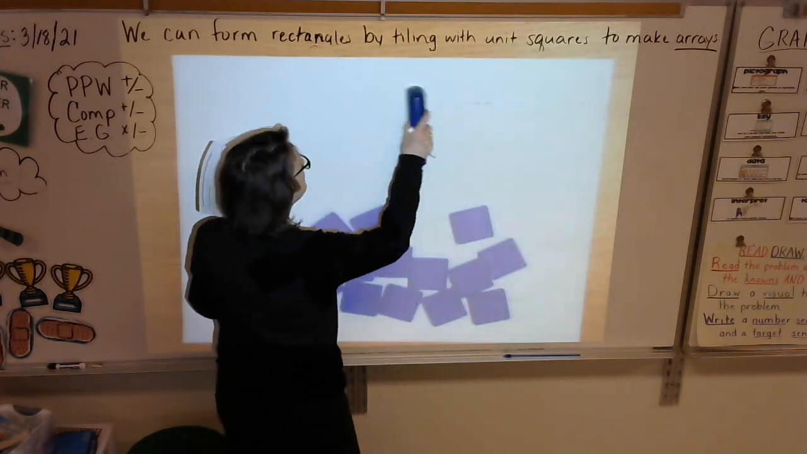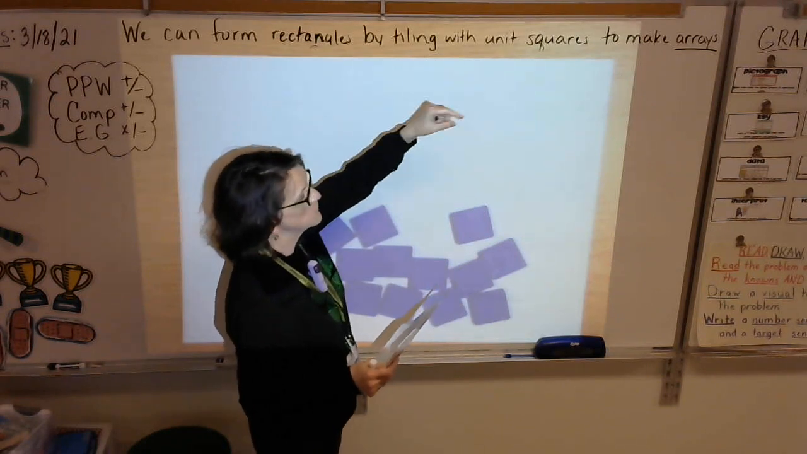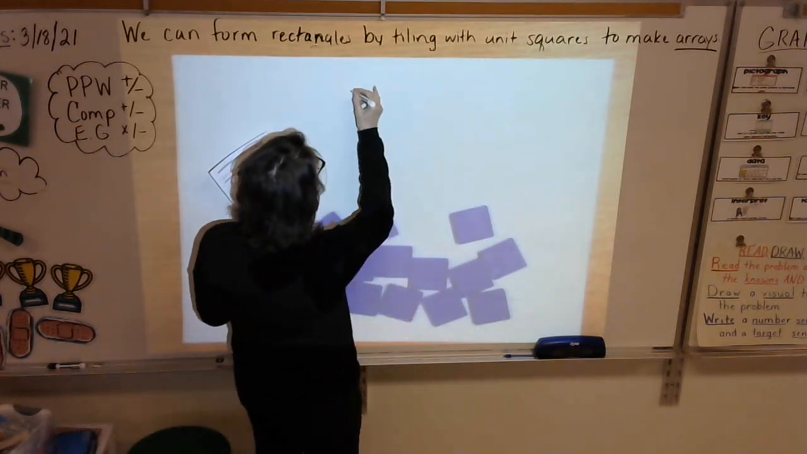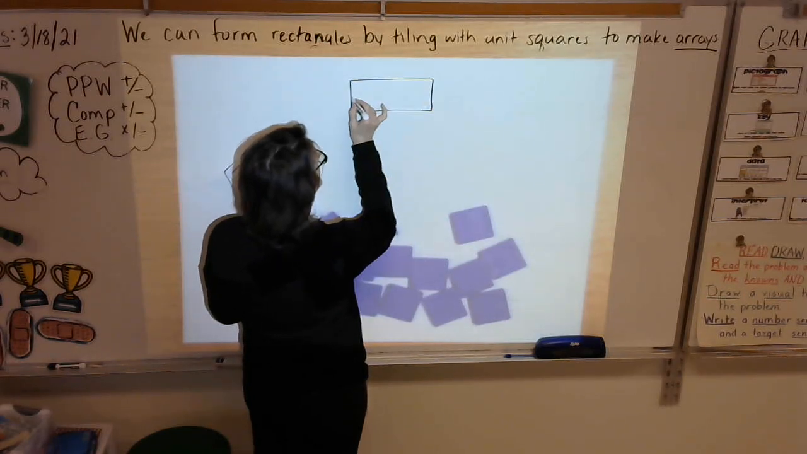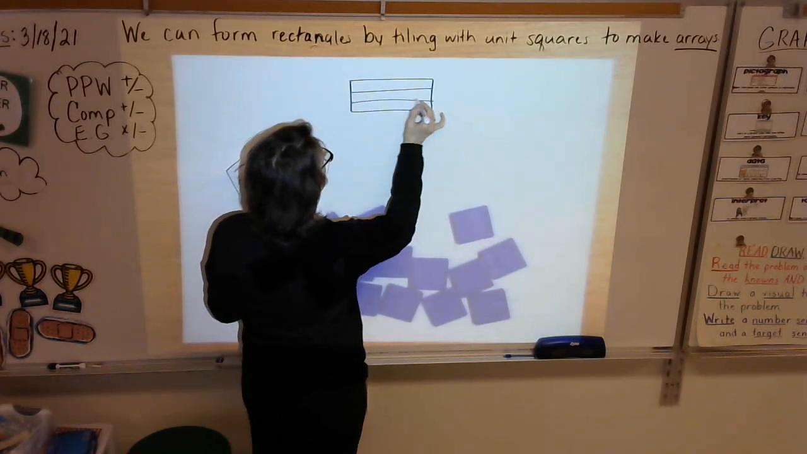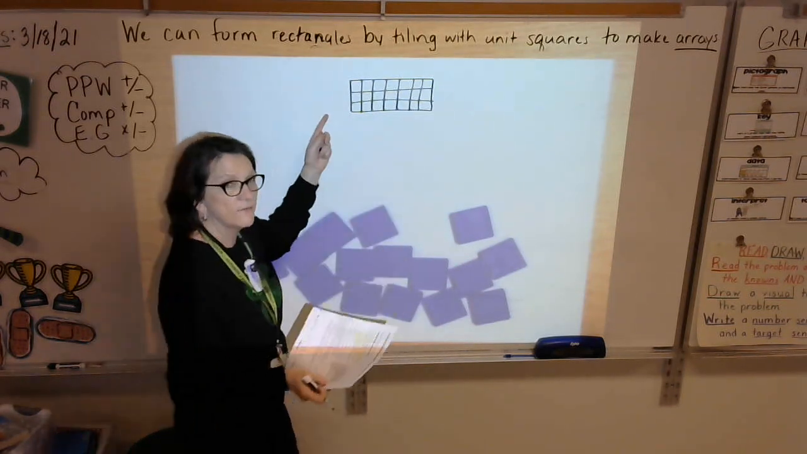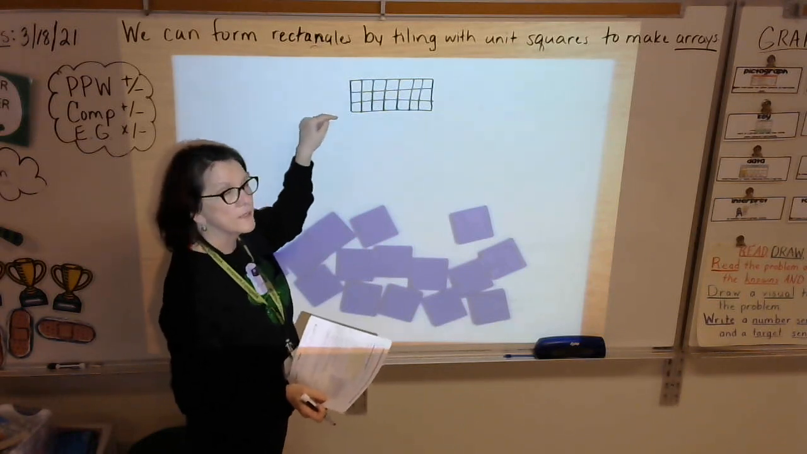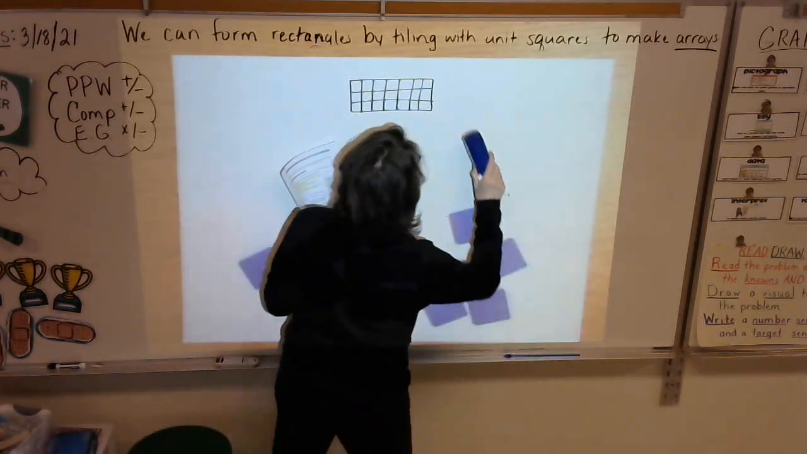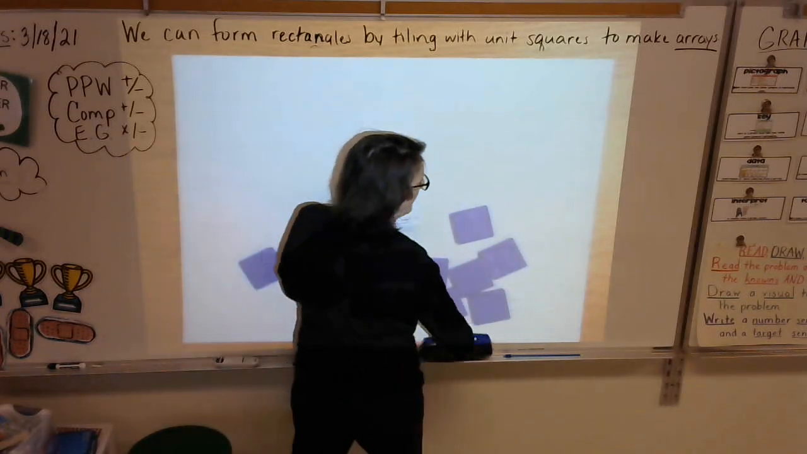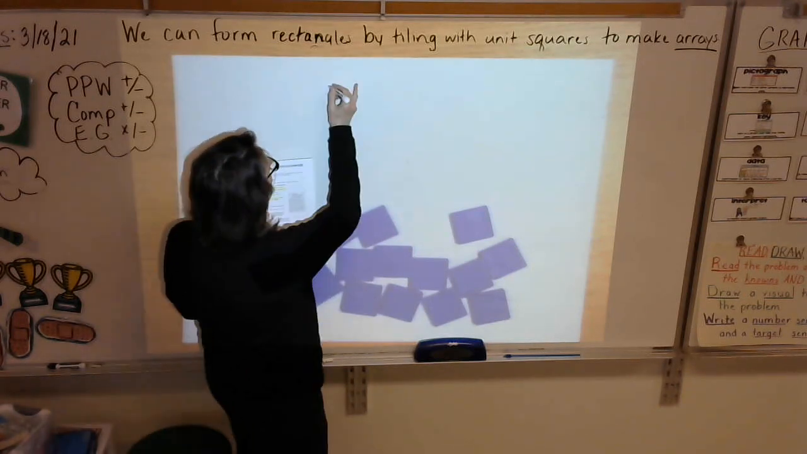So today we're going to be making rectangles by tiling with unit squares to make arrays. So today our rectangles are going to look like this, or our arrays. We're going to be making rectangles and we're going to be tiling them. So that's just another kind of array, isn't it? We've got rows and we've got a certain number of square tiles in each row. Okay? So that's really the gist of our lesson, and we'll be using multiplication and skip counting to help us form those arrays. All right, so I'm going to draw this rectangle here.